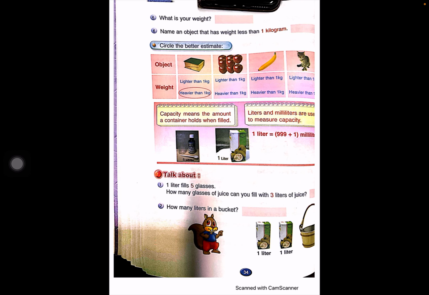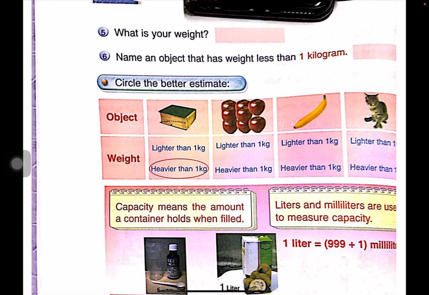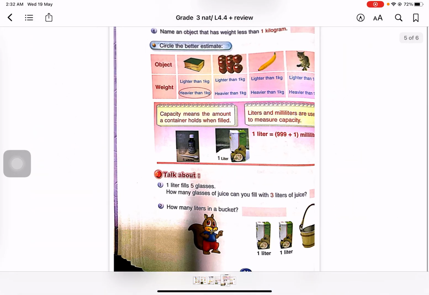Okay, now let's go to page 34. In page 34, what is your weight? Weigh yourself and tell me how many kilos you have. 35, 25, 95. Of course, you are not more than 40 kilograms, okay? Name an object that has weight less than 1 kilo. What do you have at home less than 1 kilo? The banana, for example, your pencil case, anything, okay?